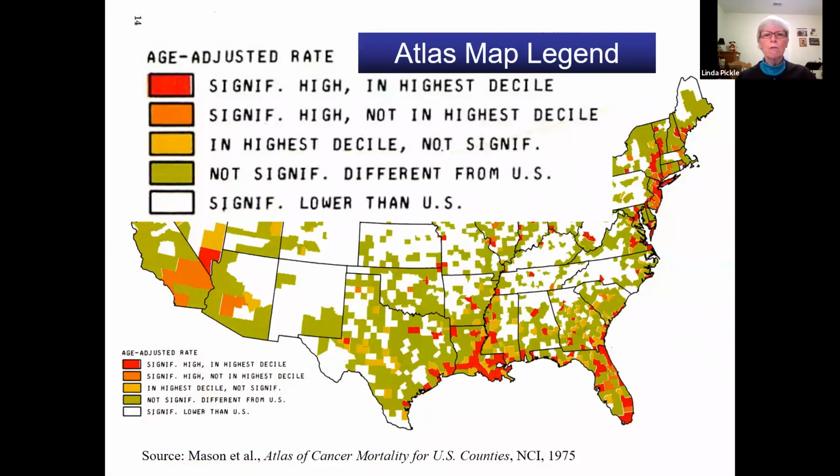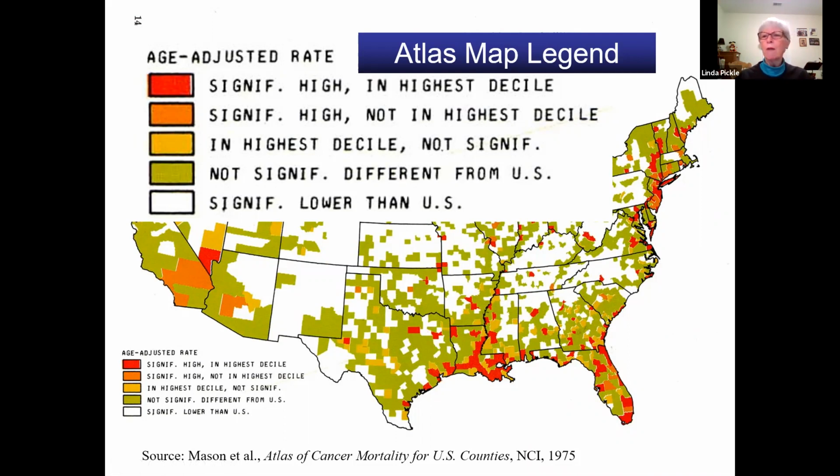The rates were categorized by a combination of statistical significance, comparing each place's rate to the US rate, and whether it was in the highest decile of the 3,100 counties. So if we start at the top, the brightest red is both significantly higher than the US rate and in the highest decile. And then the 2 oranges are one or the other, but not both. And I'll skip down. White is significantly lower than the US rate.